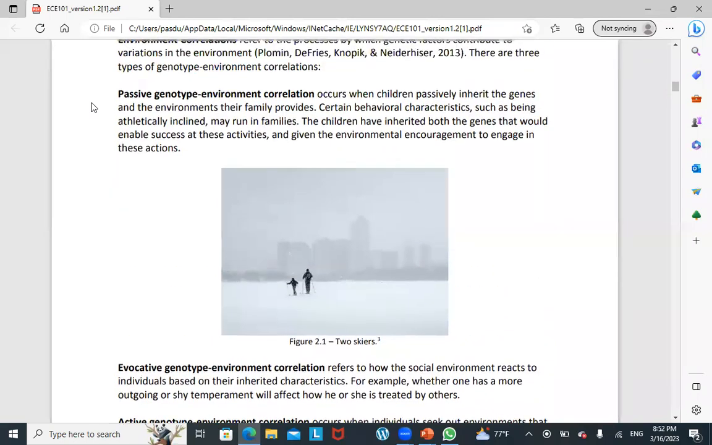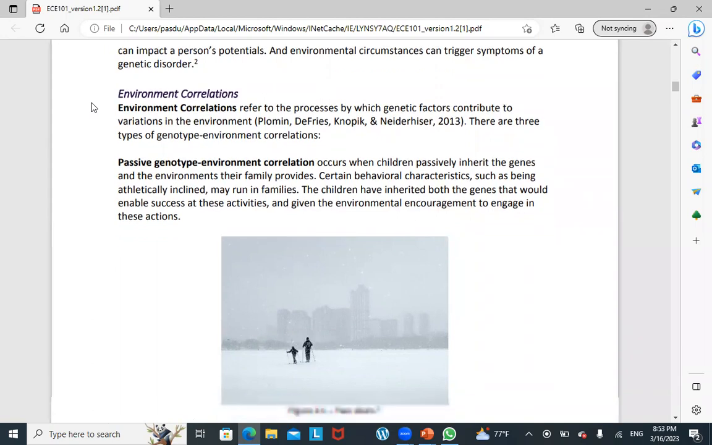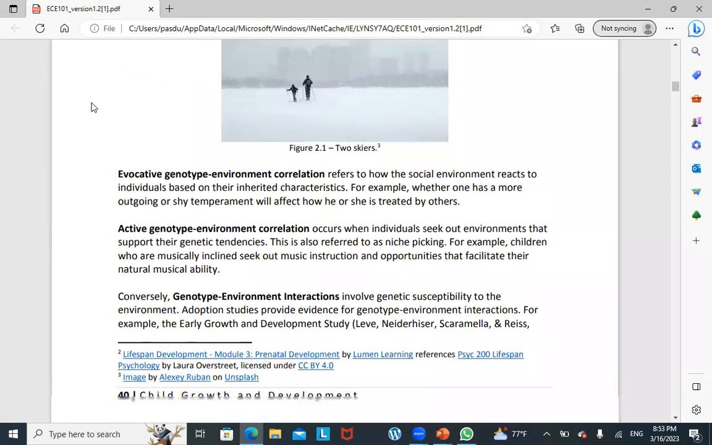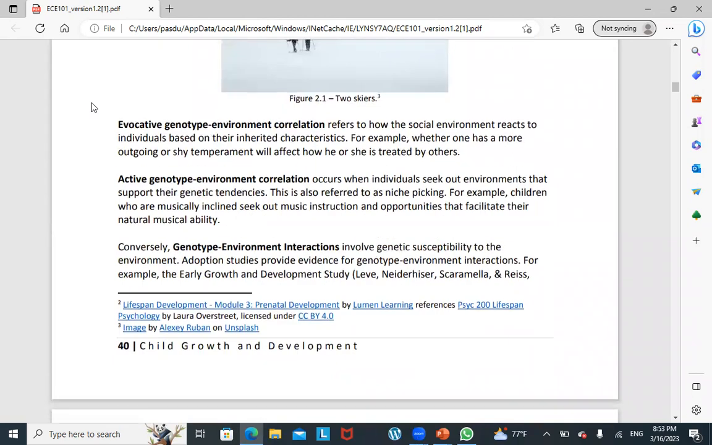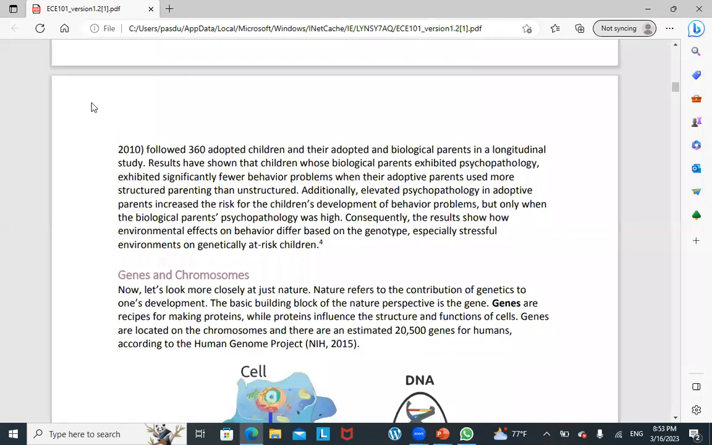We are not going to discuss these things, like environmental correlations, which refer to the processes by which genetic factors contribute to variations in the environment. There are three types of genetic environmental correlations. You can read about how this happens, but these things are not asked in question papers. For your information, you can read it, but I'm not going to discuss all that because it's not that important.